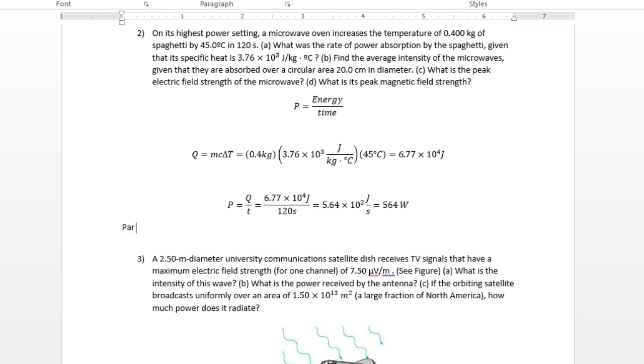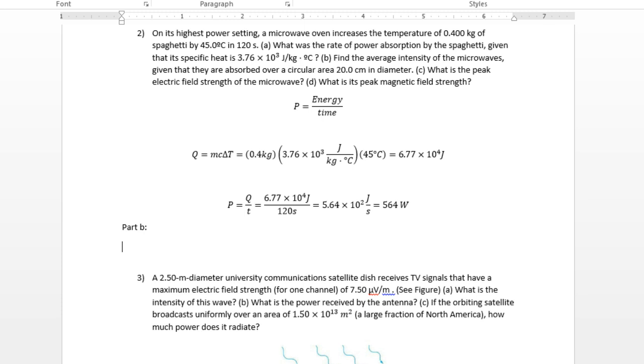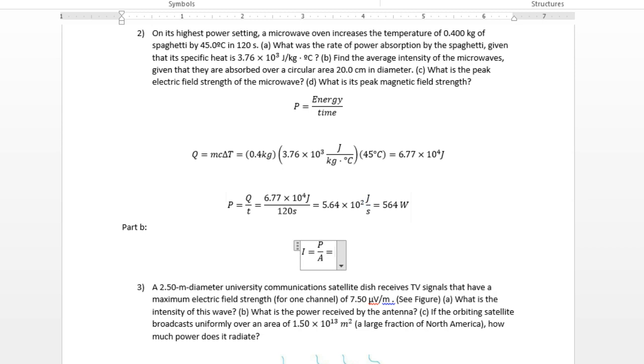Alright, now part B. Find the average intensity of the microwaves. Okay, so we have power. We have the area of the plate, which is given by its radius, right? Radius of 10 centimeters. So intensity is power divided by area. So in this case, the 564 watts divided by pi, radius is 0.1 squared, right? Pi r squared.